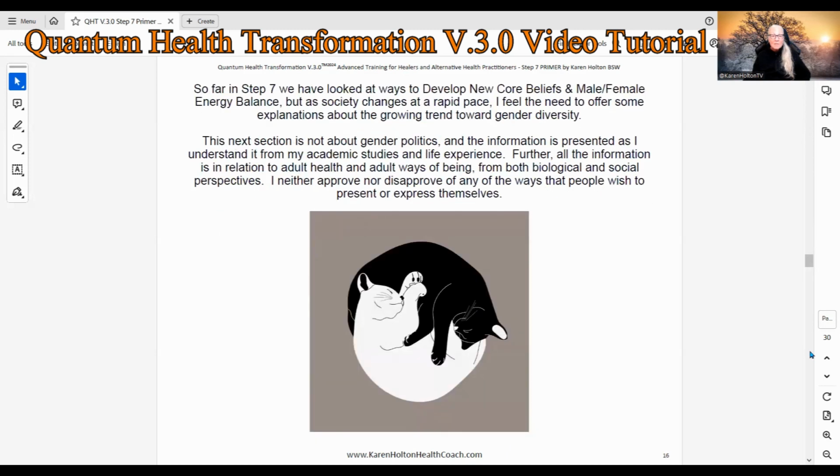So far in Step 7, we have looked at ways to develop new core beliefs and male-female energy balance. But as society changes at a rapid pace, I feel the need to offer some explanations about the growing trend towards gender diversity. This next section is not about gender politics, and the information is presented as I understand it from my academic studies and life experience.